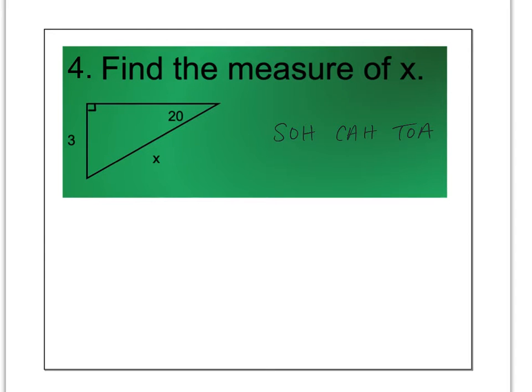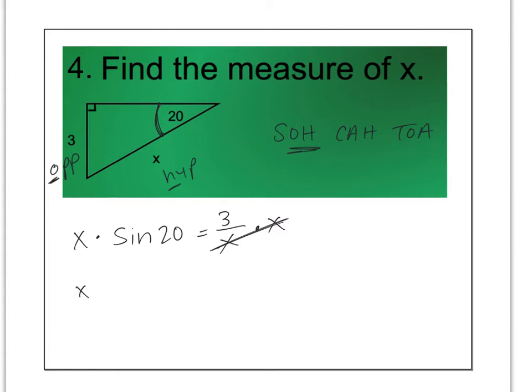Again, you're going to use SOHCAHTOA. Here's your angle. X is the hypotenuse, it's across from the 90, and 3 is opposite. So you have O and H. Goes with SO, S stands for sine, so sine of 20 equals 3 over x. Now this one, x is on the bottom, so you're going to multiply both sides by x this time. And then you're going to have x sine 20 equals 3.